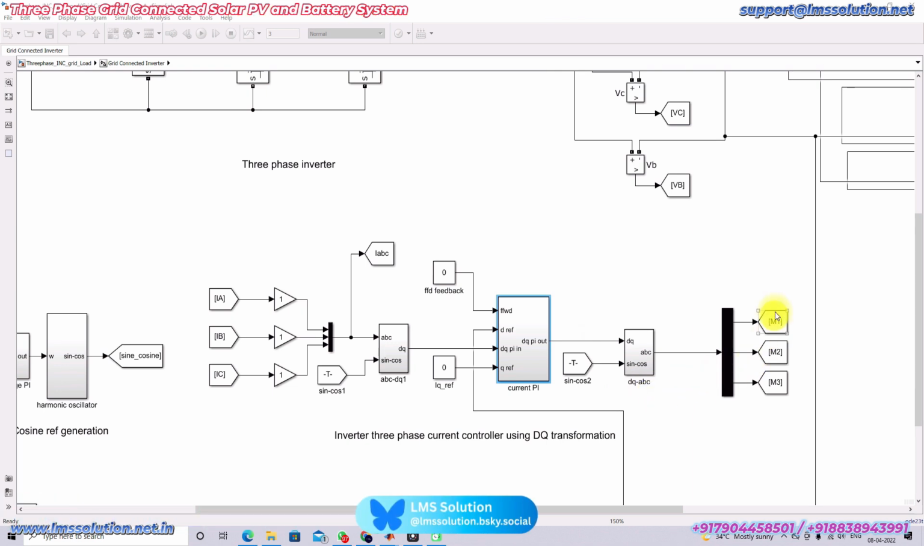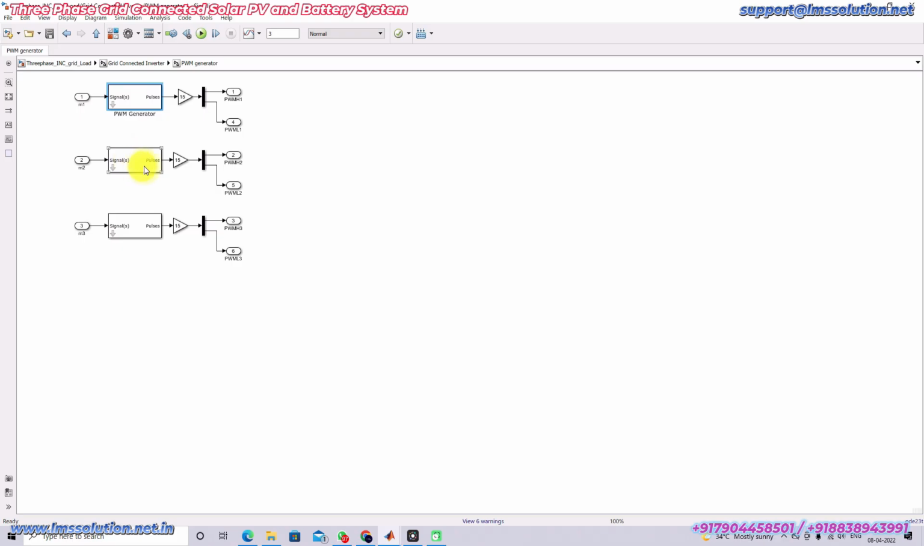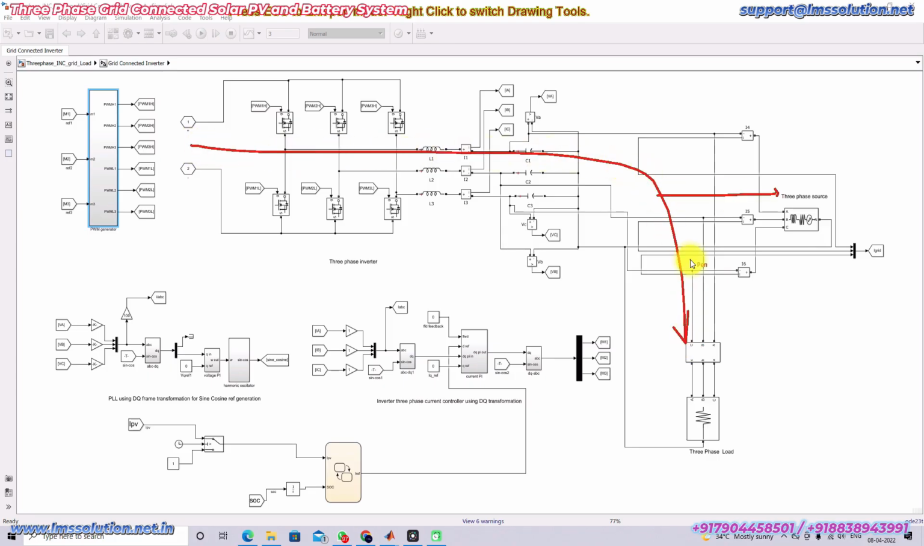Based upon this modulation index M1, M2, M3, we are generating the pulses. Here we are applying the PWM generator. So this pulse is going to control the 3-phase inverter. Here we are using a 3-phase PWM generator, which generates the pulses for the 3-phase inverter. Based upon this current reference, this inverter will take the power from the solar PV battery system to the load as well as the grid.